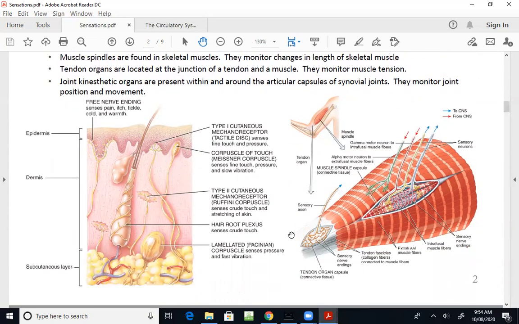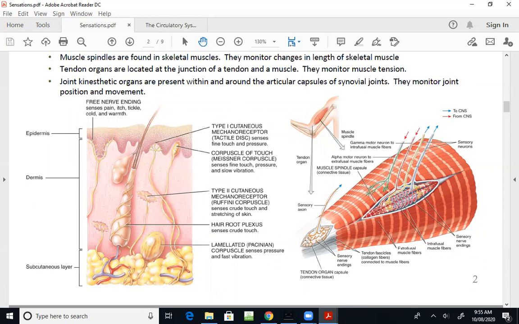Tendon organs, sometimes you'll see them listed as Golgi tendon organs, monitor the tension in a muscle, or well, the tendon and the muscle, because the muscles and tendons go together. And then joint kinesthetic organs, which I don't have a picture of, because I don't have a joint. They are found within and around the articular capsules. Remember, articular capsules connect our major synovial joints, and they monitor the joint position and movement.